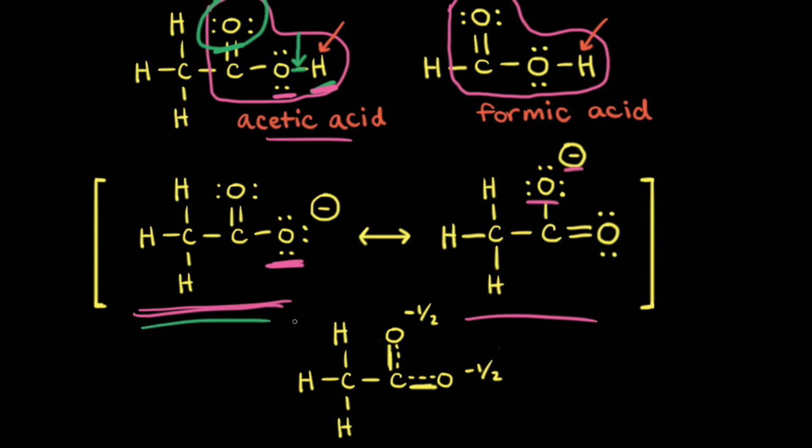In reality, neither resonance structure is a perfect representation of the acetate anion, and we need to think about a hybrid of these two resonance structures. In the hybrid, the negative charge isn't on one of the oxygens. That one negative charge is spread out or delocalized over the two oxygens. So it's like one oxygen has negative 1/2 and the other oxygen has negative 1/2.